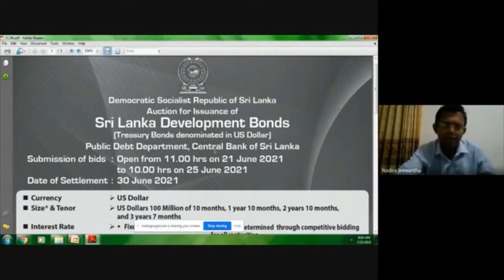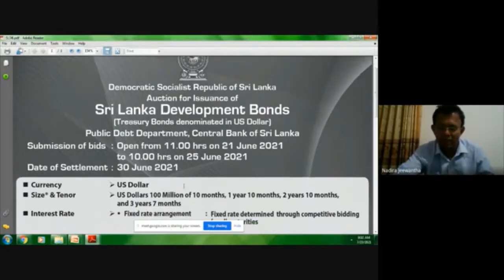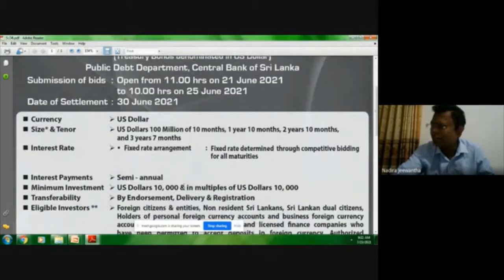Investors are given the opportunity to invest. Now this is also the same thing. See, the Public Debt Department of the Central Bank of Sri Lanka issues it, right? It is auction based. The only difference is the currency, US dollar. Size and everything is there. US dollar 100 million they wanted to raise.